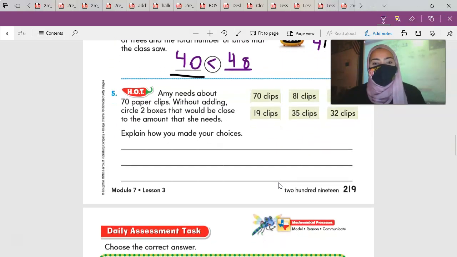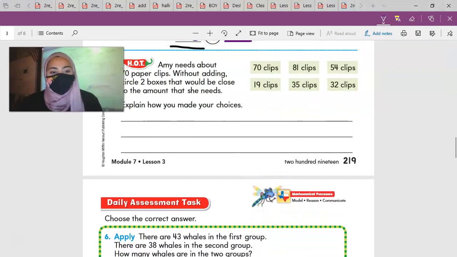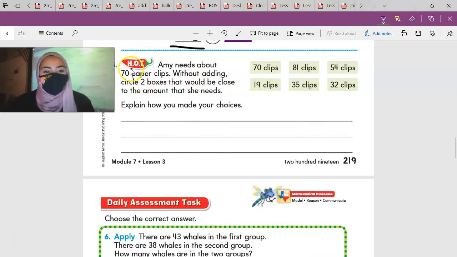Let's move on to number 5. Amy needs about 70 paper clips. Without adding, circle 2 boxes that would be close to the amount she needs. Explain your answers.